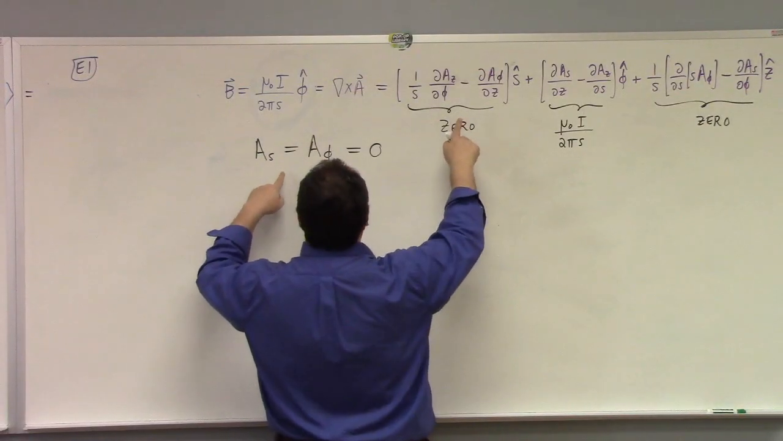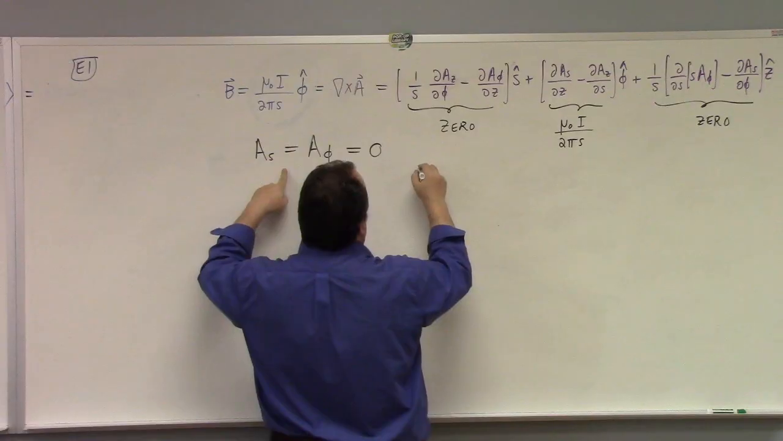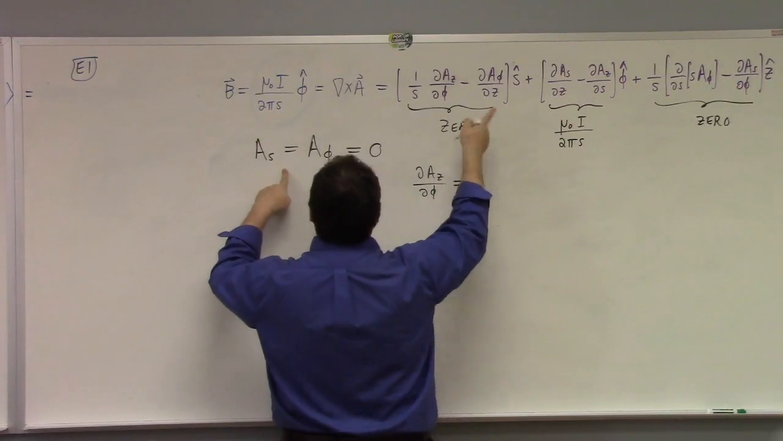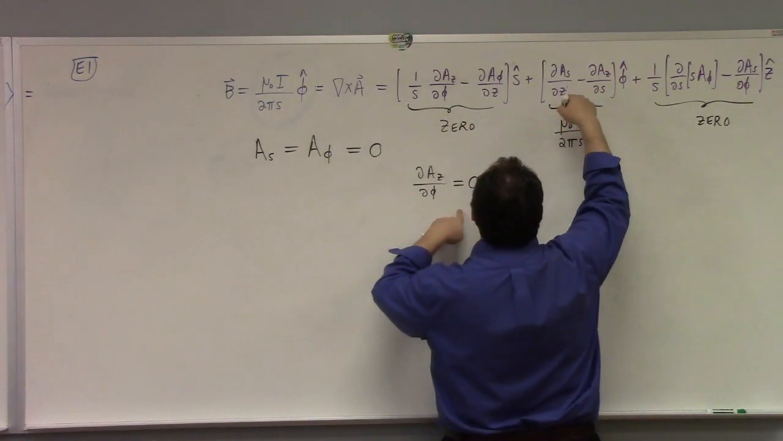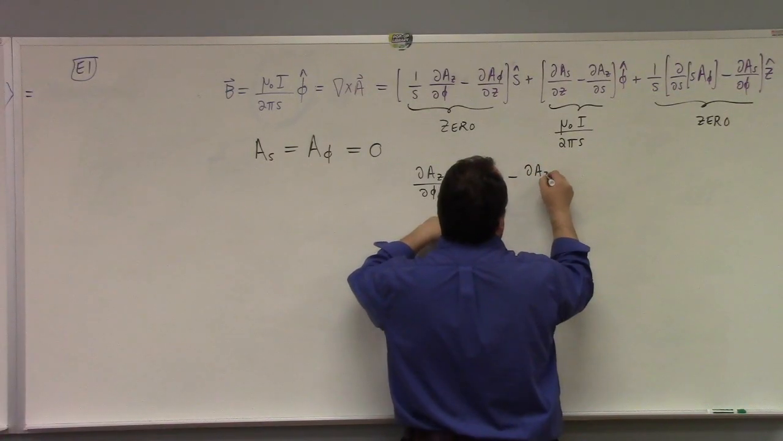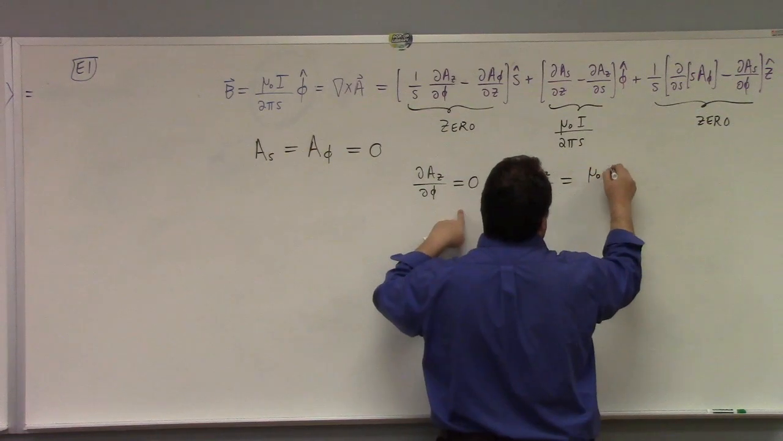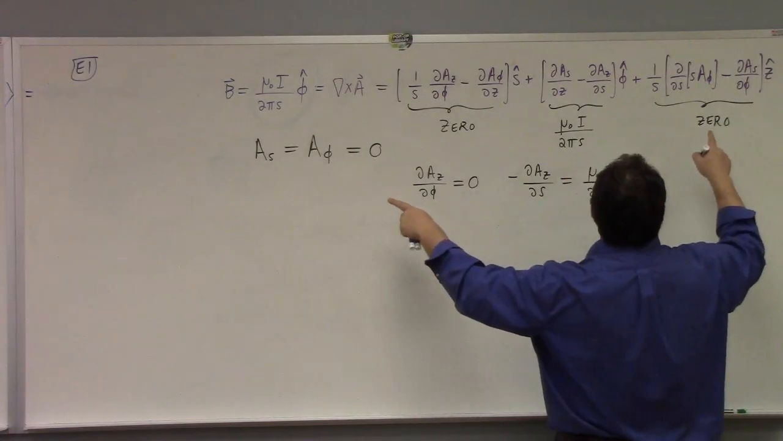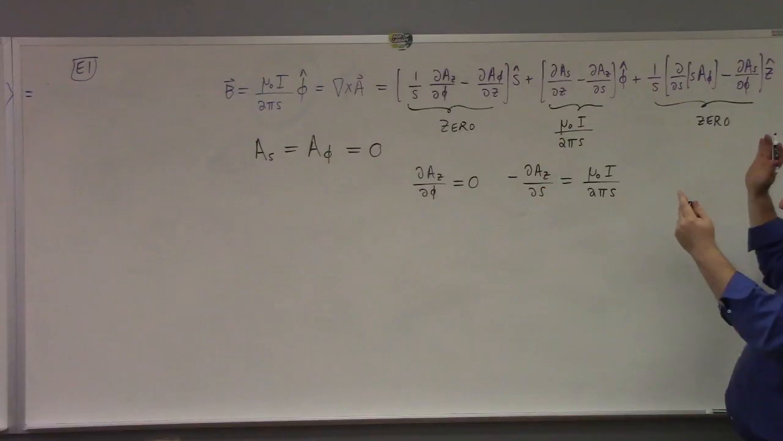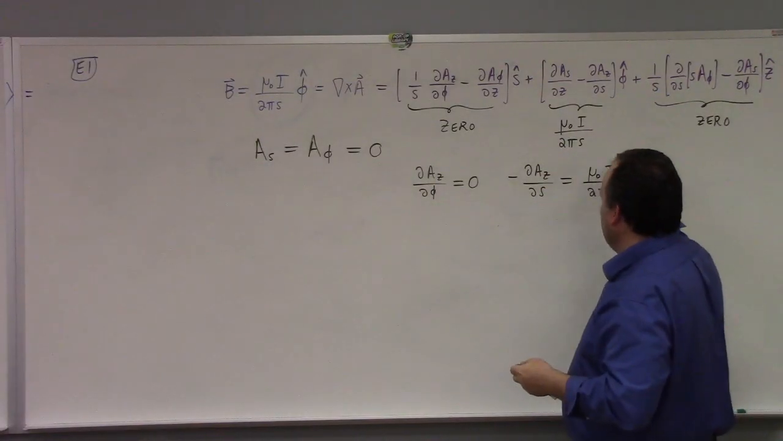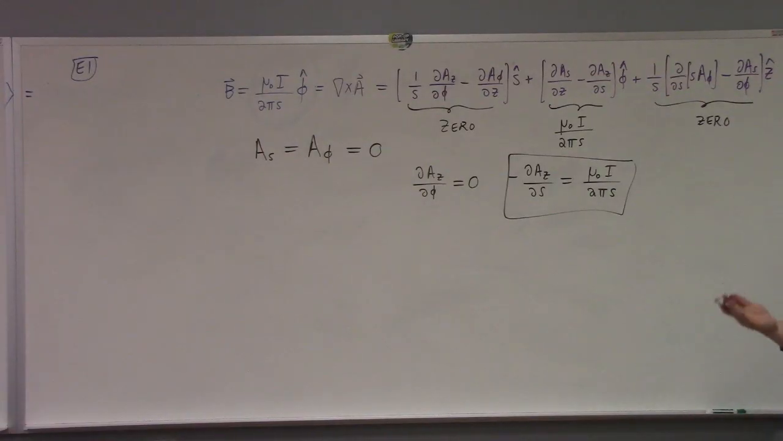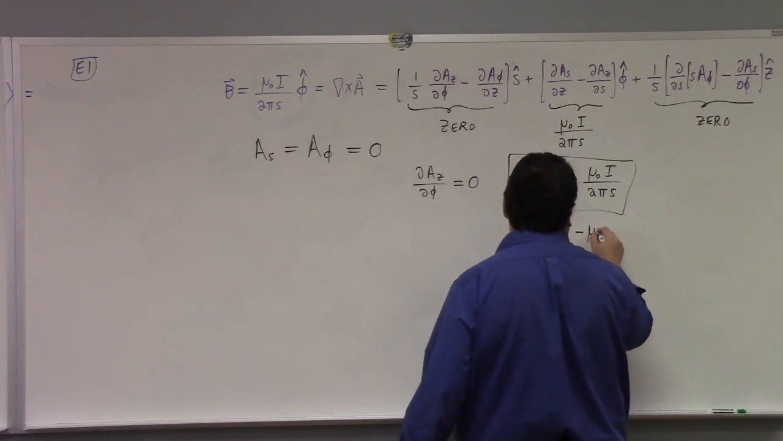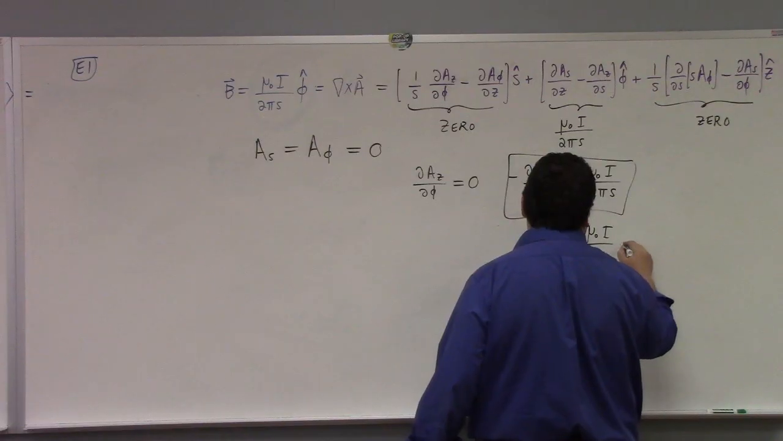Okay, so this one becomes what? The z remains, right? So partial A_z partial phi has to be 0 apparently. From that, the s one must be minus partial A_z partial s, which has to apparently be mu naught I over 2 pi s. That's interesting. This one over here is 0. All right, we're good. Just like my previous example, this one here we can integrate, and we simply get that A_z is minus mu naught I over 2 pi times the natural log of s.